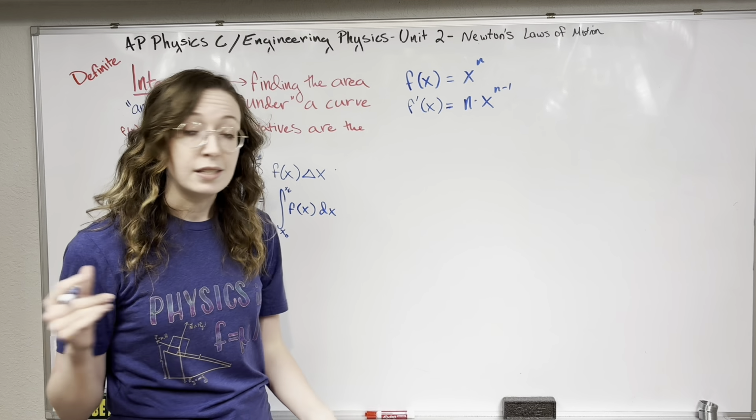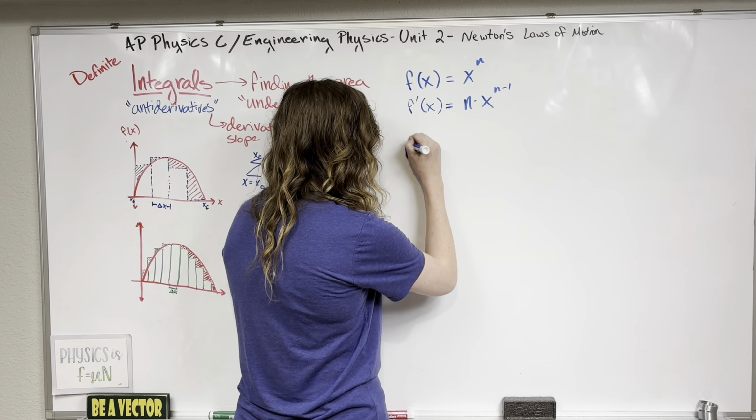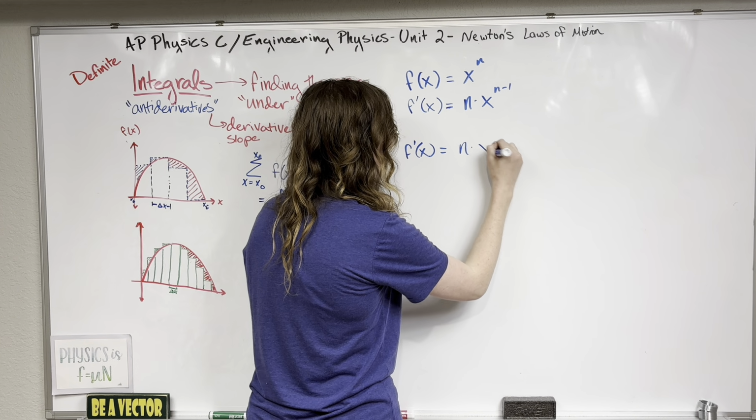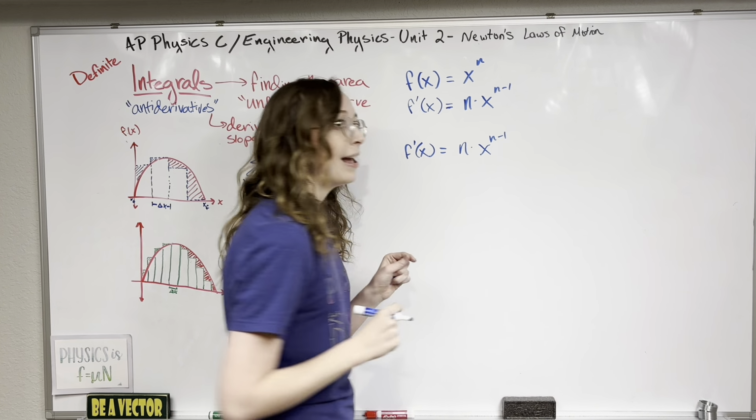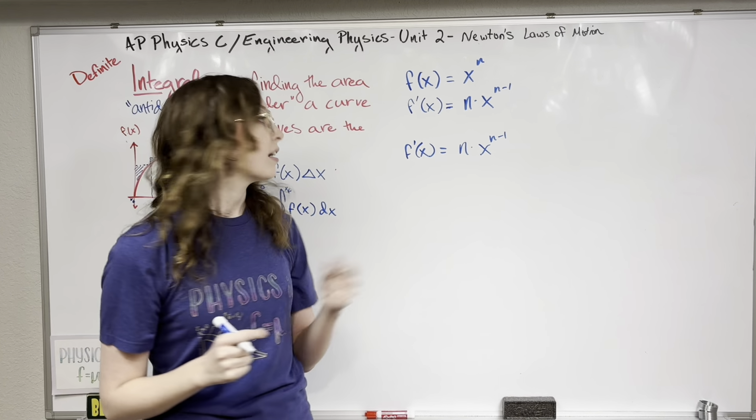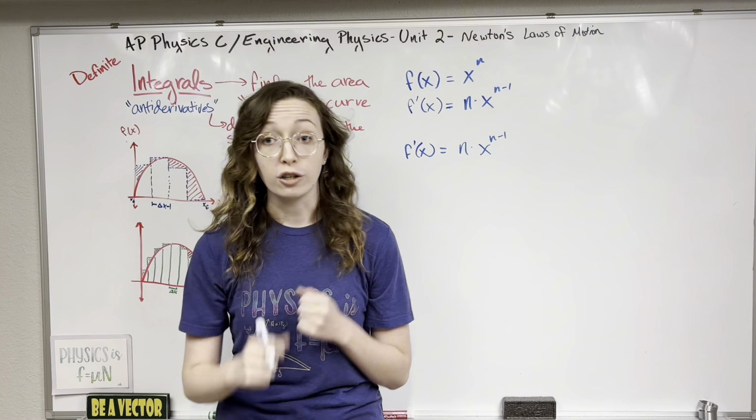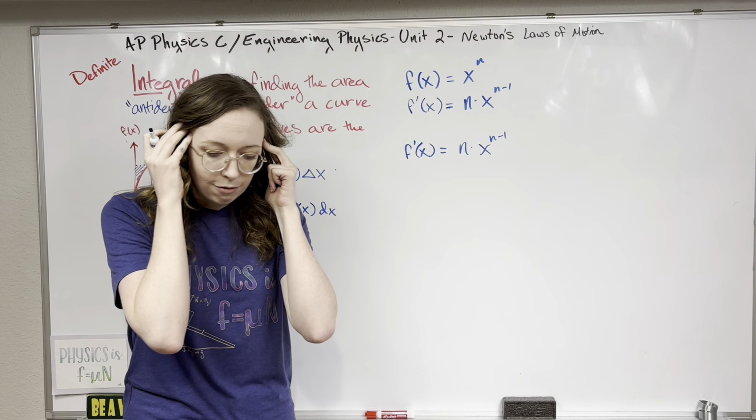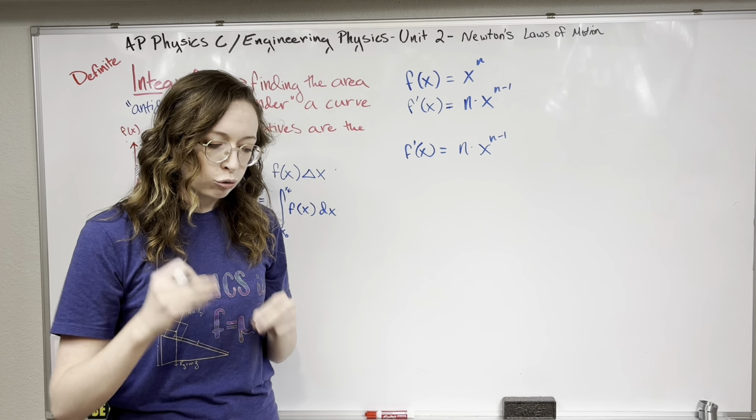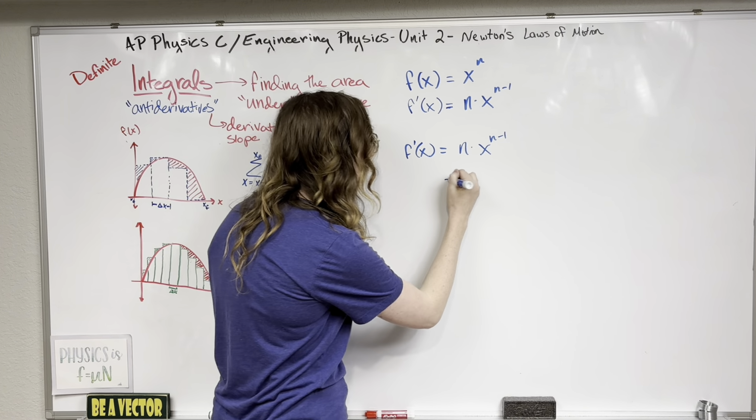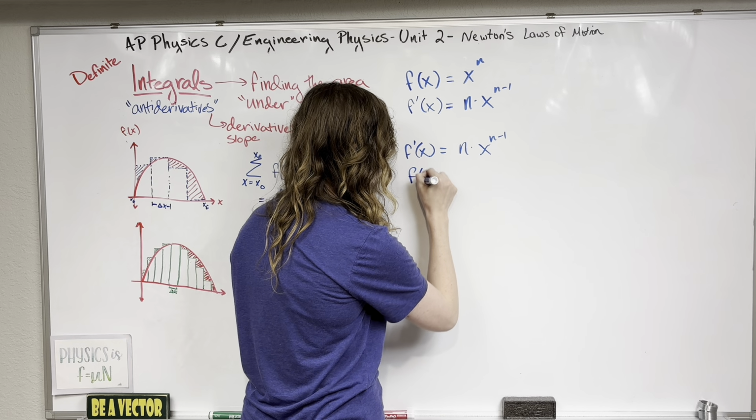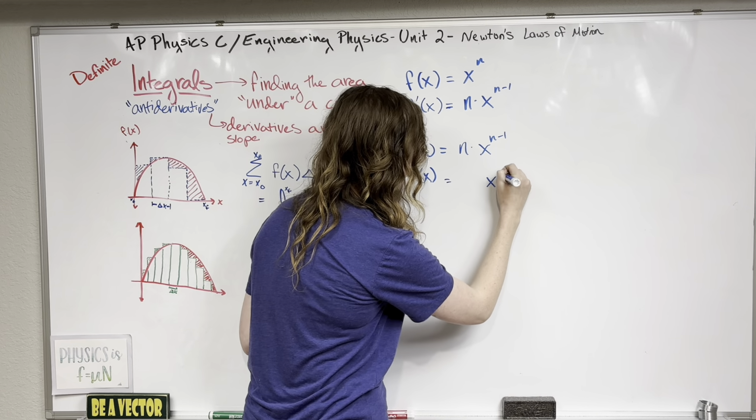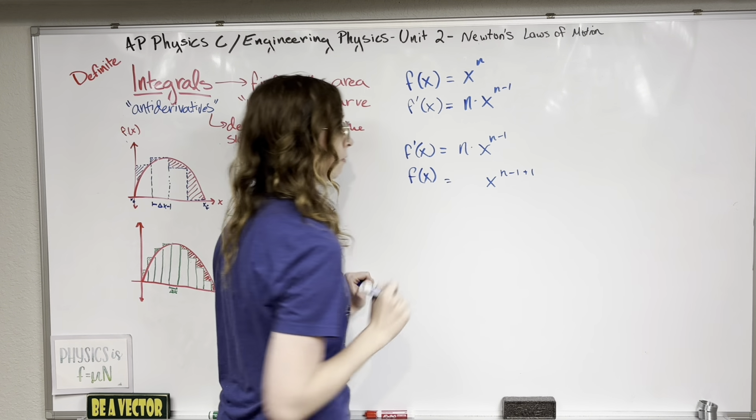So if we think about this backwards, if I start with f of x is equal to n times x to the n minus 1, and I'm trying to rewind the clock to figure out what my original function would have been. Well, I know whenever I take the derivative of an exponent, I subtract 1. So to get back to my original function, I should add 1. So I have n minus 1 plus 1.